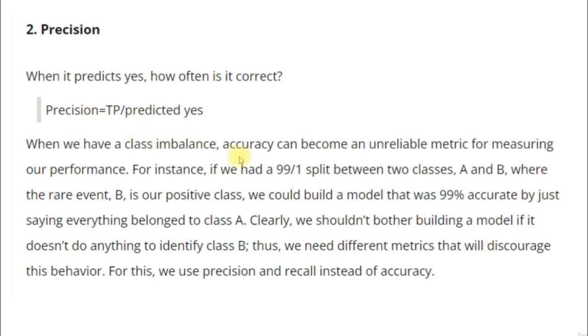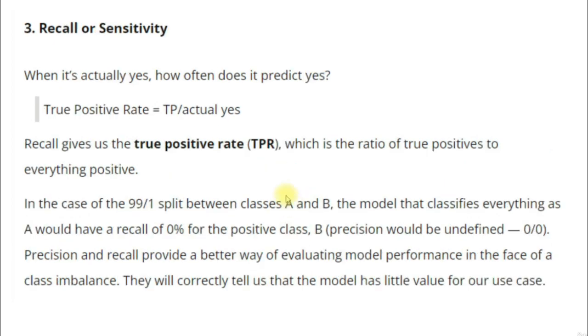When we have a class imbalance, accuracy can become an unreliable metric for measuring our performance. For instance, if we had a 99 to 1 split between two classes A and B, where the rare event B is our positive class, we can build a model that is 99% accurate just by saying that everything belongs to class A. Clearly, we shouldn't be building a model if it doesn't do anything to identify class B. Thus, we need different metrics that will discourage this behavior. For this, we use precision and recall instead of just simple accuracy.